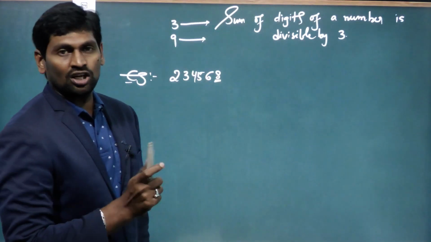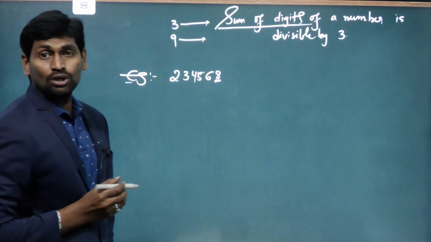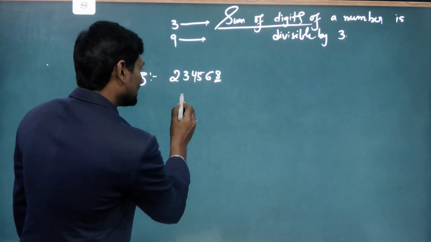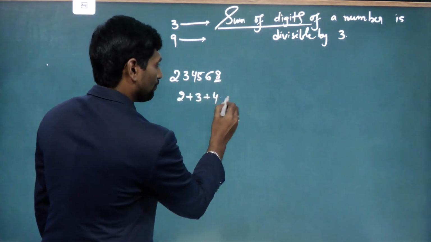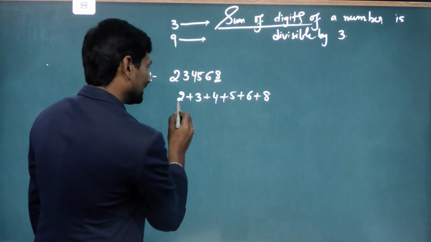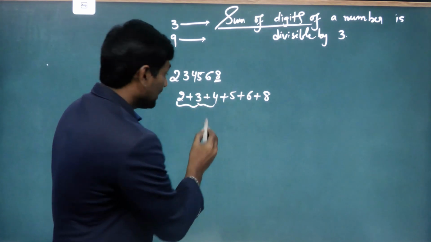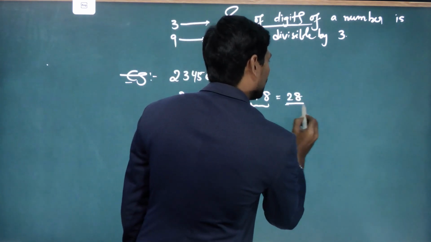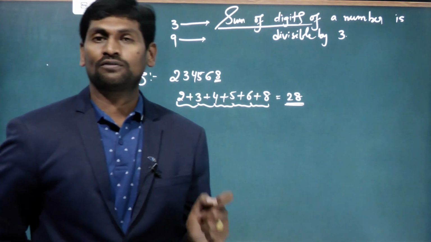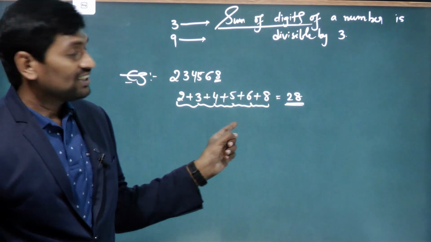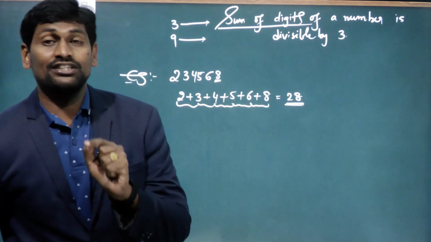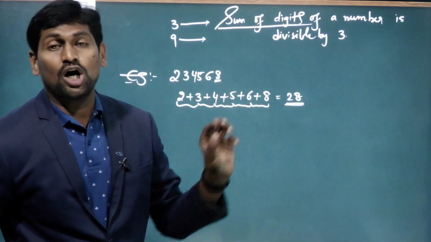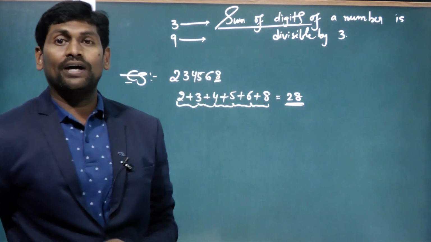Is this number divisible by 3 or not? How to check? Sum of the digits of the number. Here, how many digits are there? There are 6 digits. Let us add each digit: 2 plus 3 plus 4 plus 5 plus 6 plus 8. 2 plus 3 is 5. 5 plus 4, 9. 9 plus 5, 14. 14 plus 6, 20. 20 plus 8, 28. The sum of the digits is 28, but 28 is not a multiple of 3. Then we can say that this entire number is not divisible by 3. What is our rule actually? If the sum of digits of a number is a multiple of 3 or divisible by 3, then the entire number is divisible by 3 table.